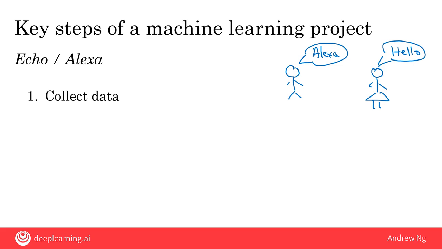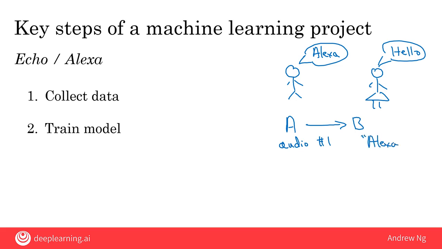Having collected a lot of audio data, a lot of these audio clips of people saying either Alexa or other things, step 2 is to then train the model. And this means you would use a machine learning algorithm to learn an input to output, or A to B, mapping, where the input A would be an audio clip. In the case of the first audio clip above, hopefully it will tell you that the user said Alexa. And in the case of audio clip 2, shown on the right, hopefully the system will learn to recognize that the user has said hello.